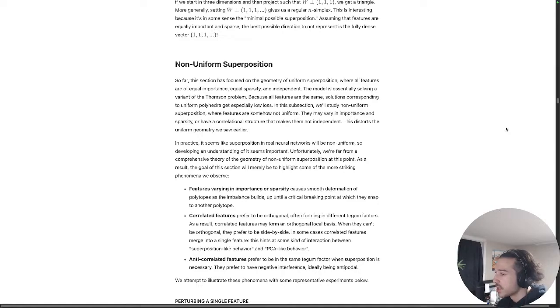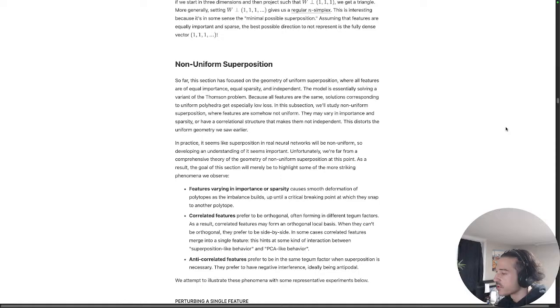As a result, the goal of this section will merely be to highlight some of the more striking phenomena we observe. Features varying in importance or sparsity causes smooth deformation of polytopes as the imbalance builds up, until a critical breaking point at which they snap to another polytope.